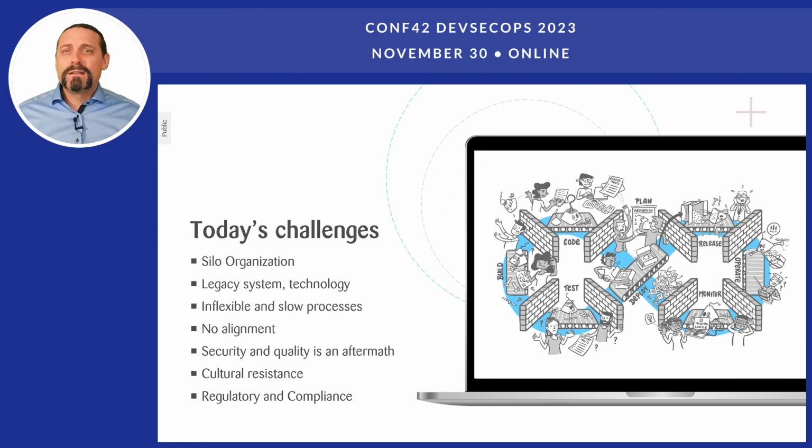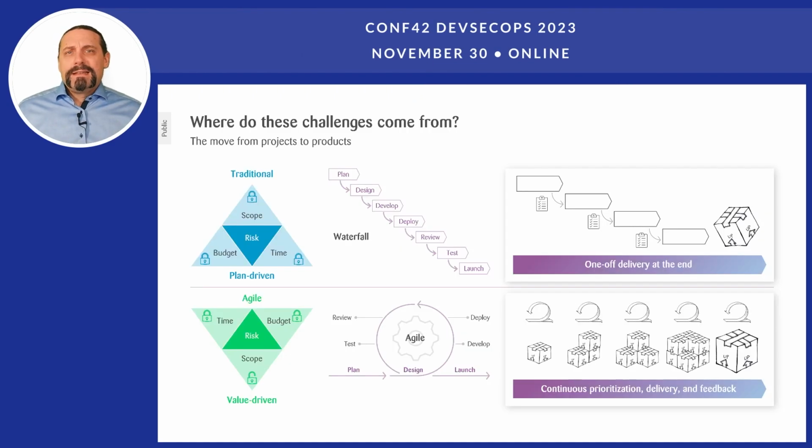Usually also have quite a lot of legacy systems, technologies, and this all leads to inflexible and slow processes. There is no alignment in here. Every team is working on their own goals, and usually in such an environment, security and also quality is something that is done when things are in production. Also, what we usually have is quite a lot of cultural resistance, and regulatory and compliance also plays a huge role. Now, where do these challenges come from?